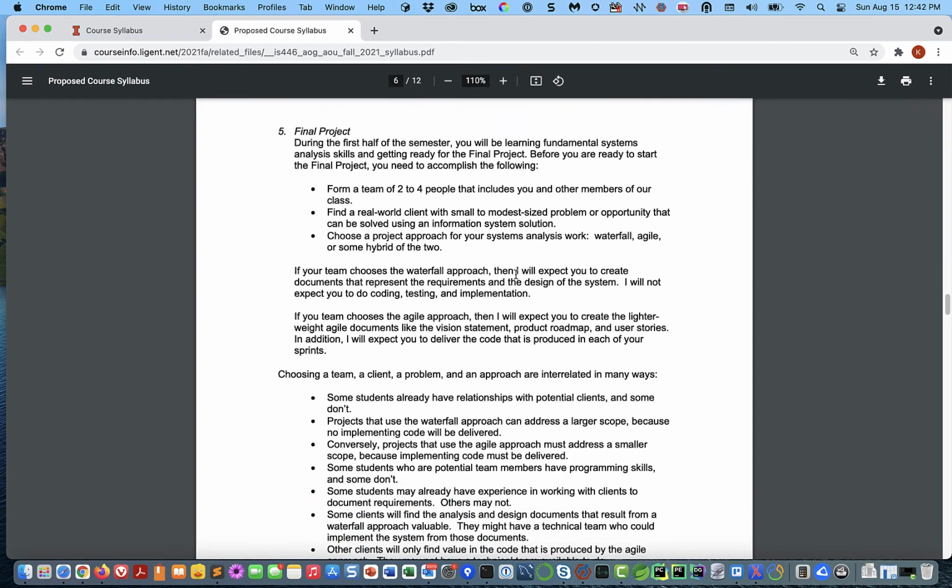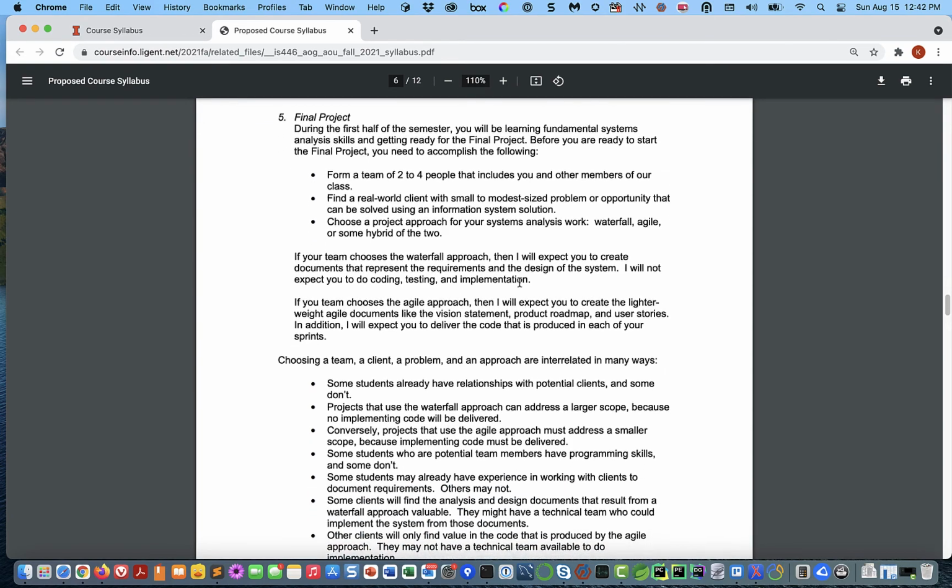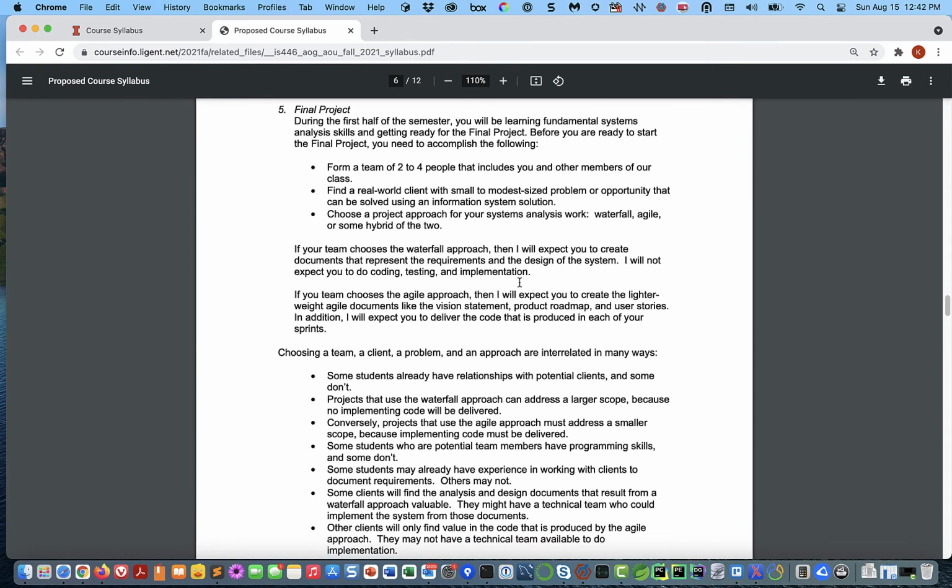The final project is going to be a project for a real client. You can see some of the details here. We're going to have a team of from 2 to 4 people. We're not going to have single person teams. More than one person teams is kind of the way projects like these are done these days, so I want to practice them as they're done.